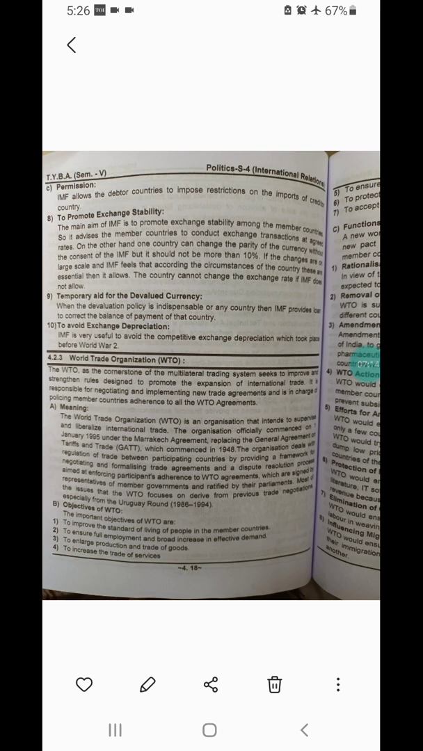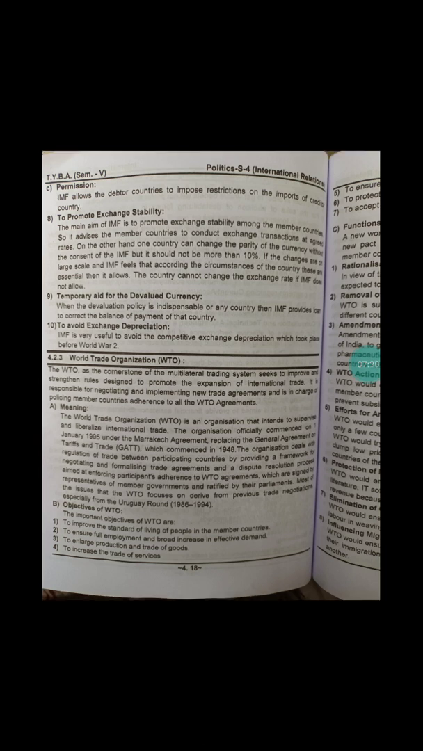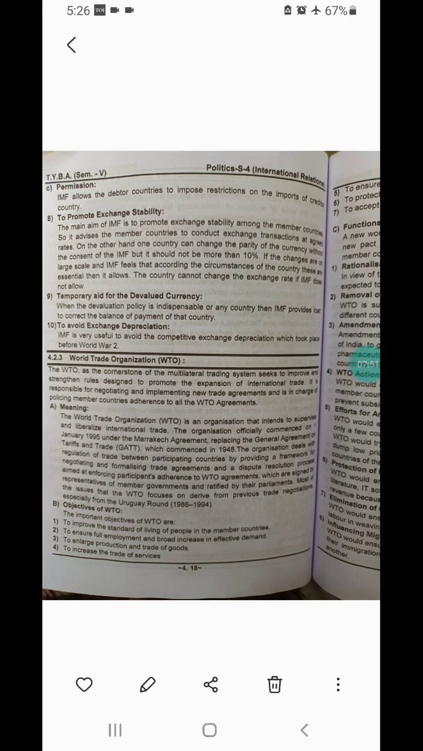The organization deals with regulation of trade between participating countries by providing a framework for negotiating and formalizing trade agreements and a dispute resolution process aimed at enforcing participants' adherence to WTO agreements, which are signed by representatives of member governments and ratified by their parliaments. See, अब क्या बोल रहे हैं यहाँ पे? ये ऑर्गेनाइजेशन क्या करता है? The organization deals with the regulation of trade. ट्रेड के ऊपर सारा डील होता है यहाँ पे. ये ट्रेड कैसे चाहिए, क्या चाहिए, ट्रेड के ऊपर रेगुलेट सारा करता है.